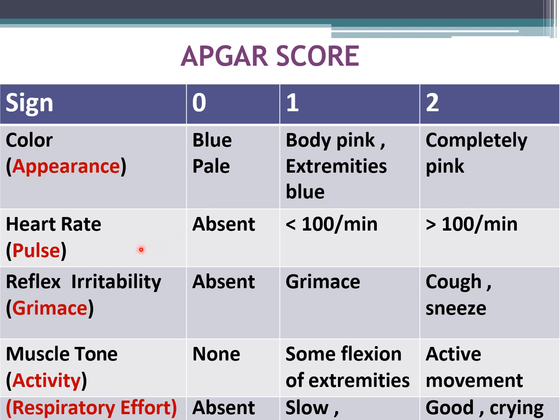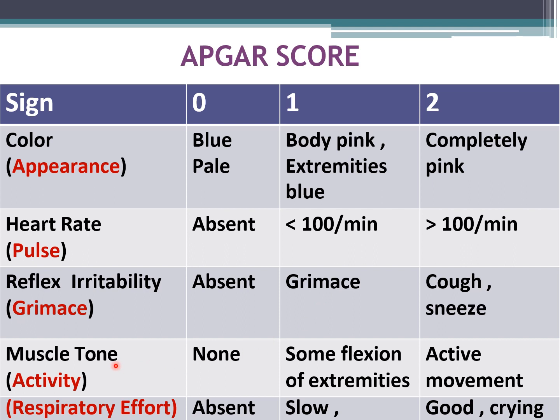And for the heart rate, if it is absent, the score is 0. If it is less than 100 per minute, the score is 1. And if it is more than 100 per minute, you can give a score of 2. Next is grimace, or reflex irritability. If it is absent, the score is 0. If grimace is there, the score is 1. And if the baby is coughing or sneezing, the score is 2.